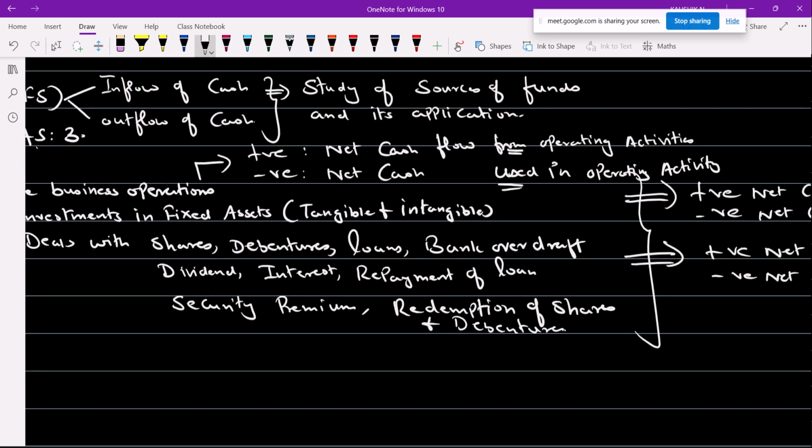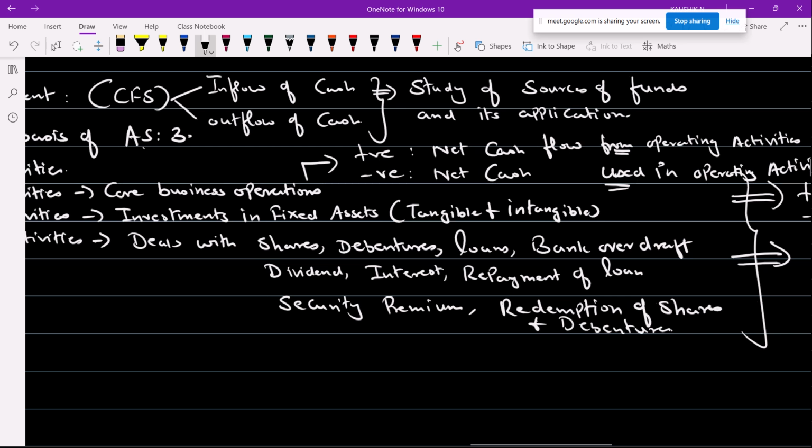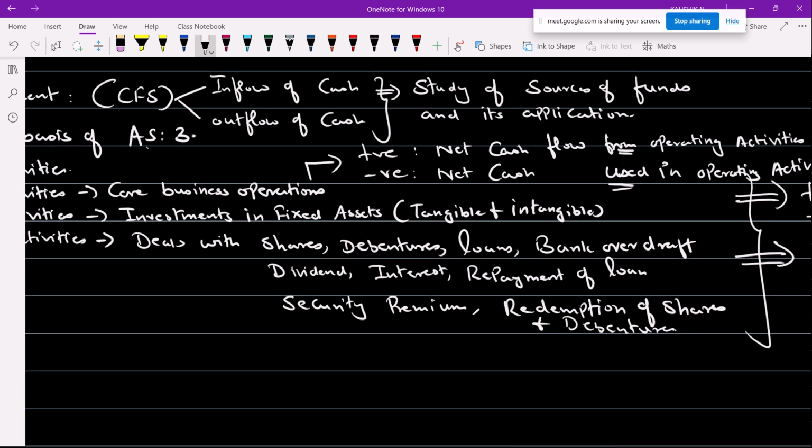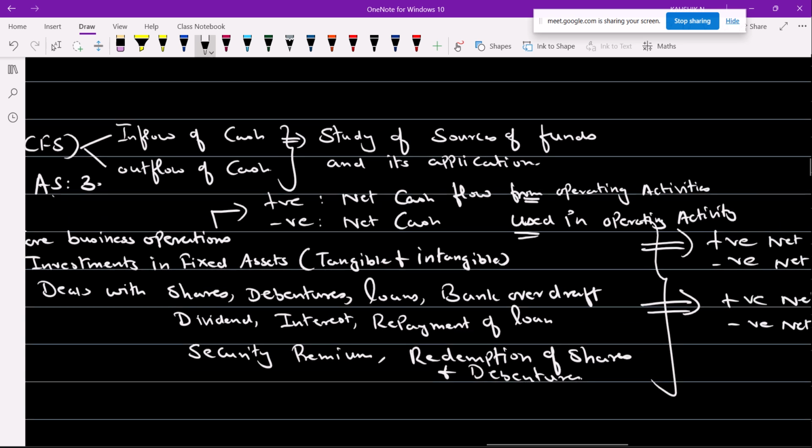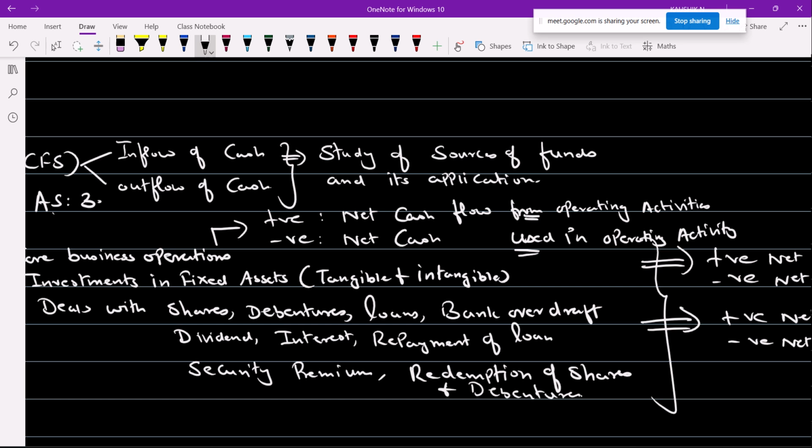Sometimes in some textbooks, for the positive figure it will also be mentioned as net cash generated. Instead of using the words flow from for positive values, they would use the words net cash generated, meaning you have generated some value.